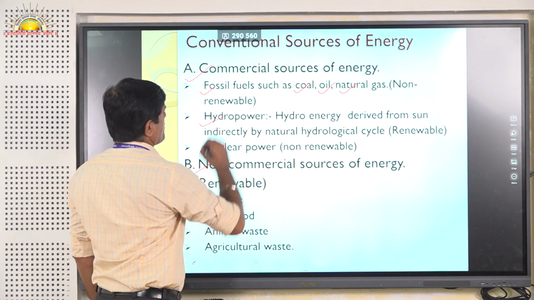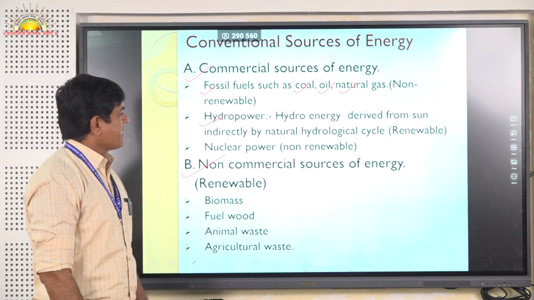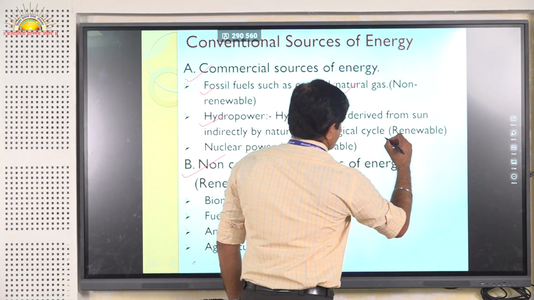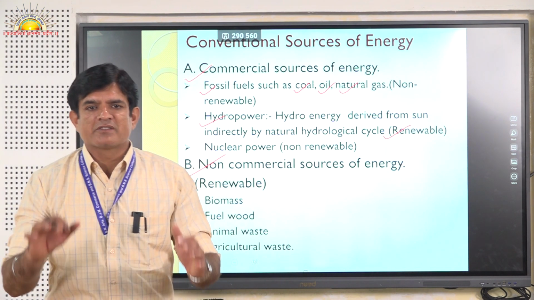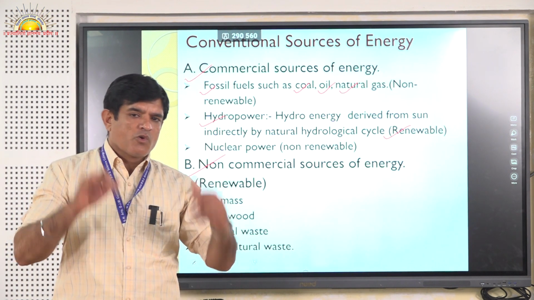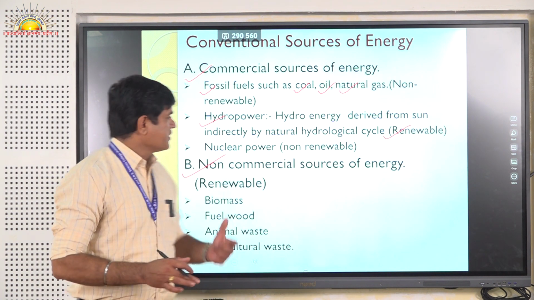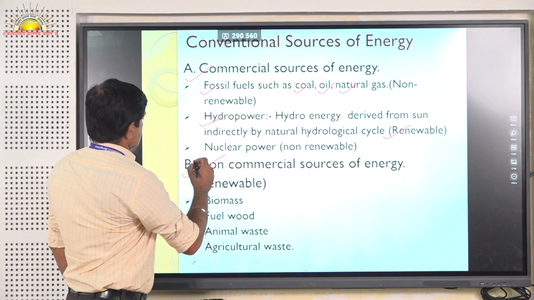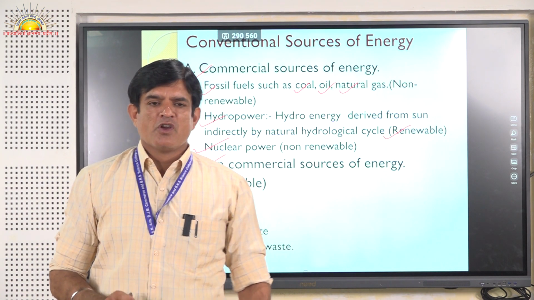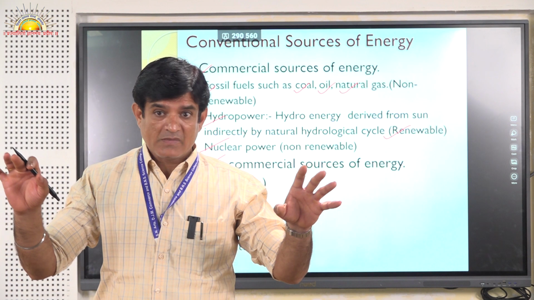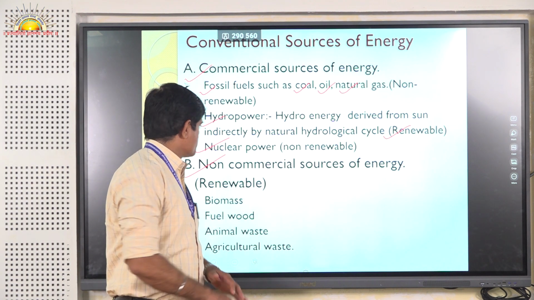The second is hydropower, the energy derived from the sun indirectly by the natural hydrological cycle, and this is renewable energy. In another way it is called energy from water, or water power. Energy is obtained from water. When water falls under the force of gravity, we produce hydropower. Then third is nuclear power. Nuclear power is a non-renewable source of energy. Once used, lost forever. We cannot reproduce it again and again, therefore it is called a non-renewable energy source.